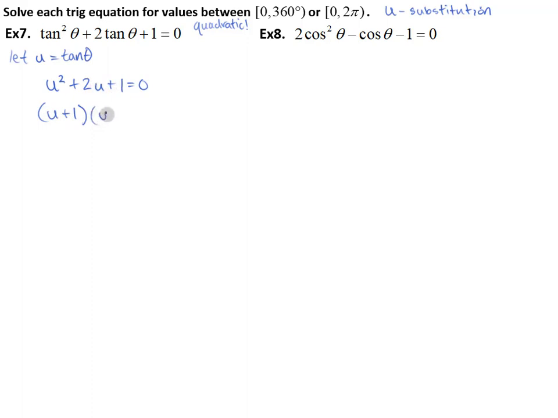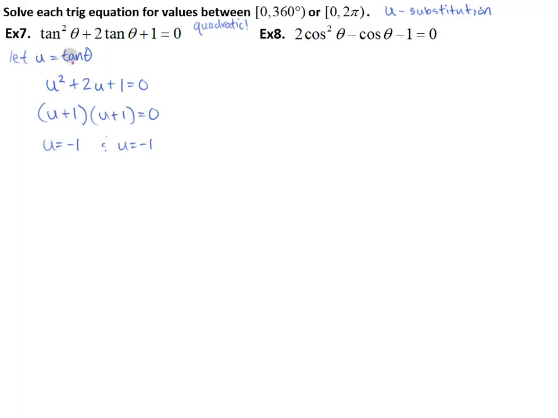Same signs, both positive, I think even, right? u plus 1 and u plus 1. Those multiply to 1 and add up to 2, and I feel pretty good about those. So let's go ahead and set each one equal to 0. That would give me u equals -1 and u equals -1. So we get the same solution twice.